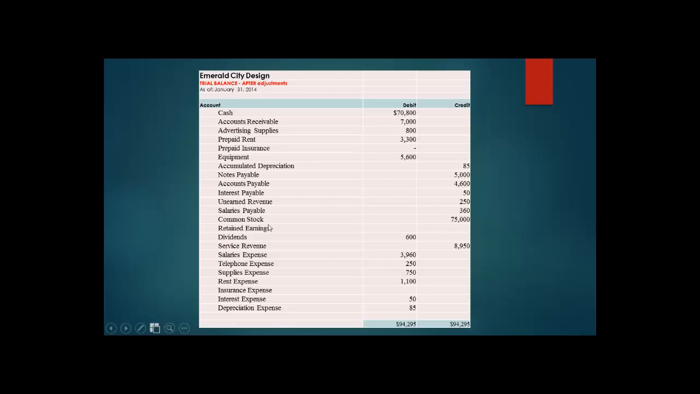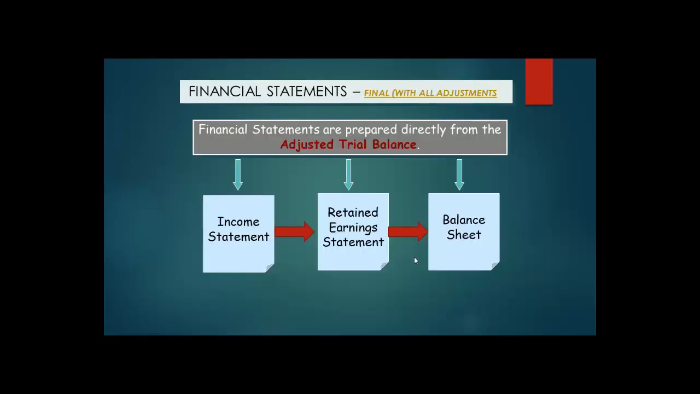Now I want to draw your attention again to a couple accounts listed with 0 balances. Normally you would just leave those off. Please note that retained earnings has a 0 balance. That won't last for long because it will get a new balance in Chapter 4. But let's publish our financial statements. First statement, always income statement, then retained earnings, and then the balance sheet.